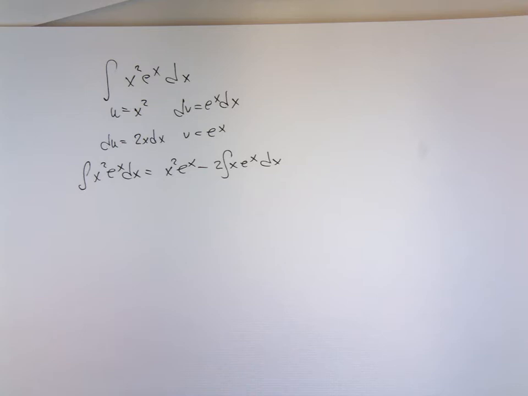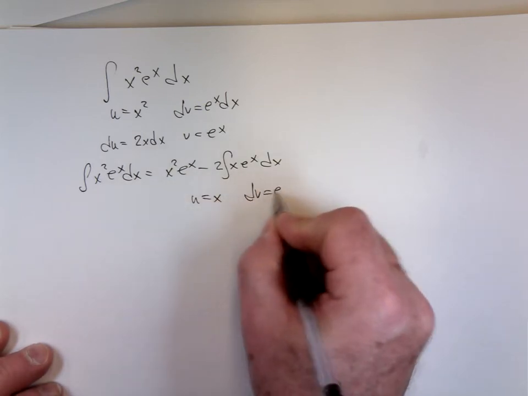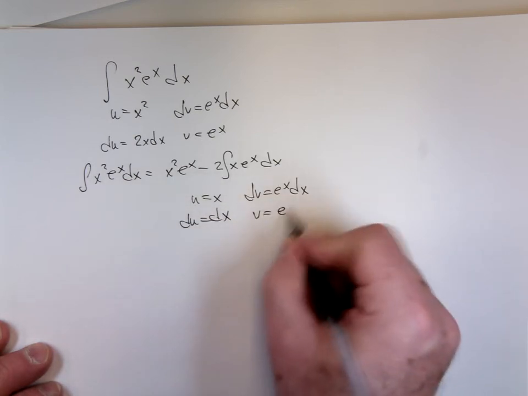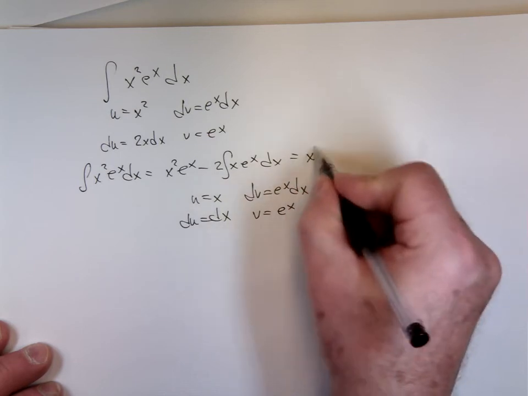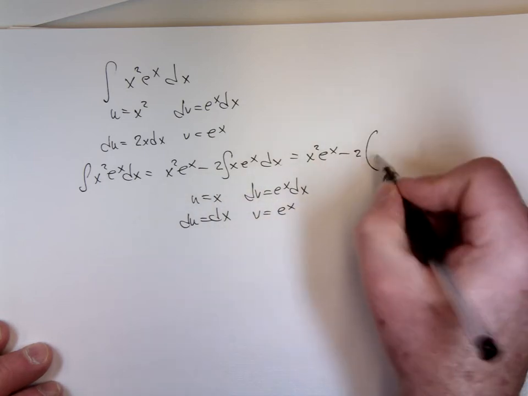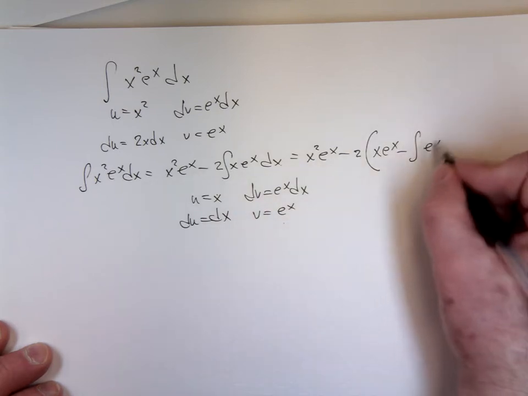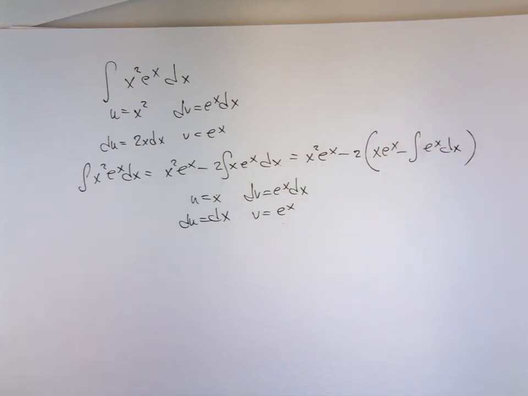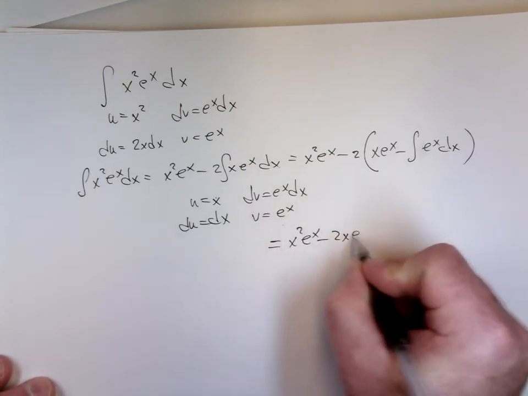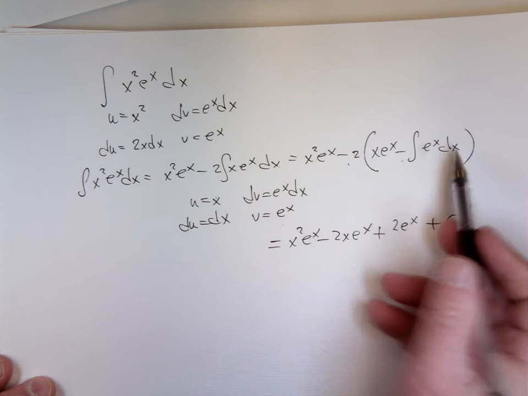So what do you do here? Let u equal x. The dv is e to the x. The du is dx. Now the x is gone. The v is e to the x. So what do you get? x squared e to the x minus 2 times this integral. What's this integral? uv minus the integral of v du. And now that's a simple integral. So you end up with x squared e to the x minus 2x e to the x plus 2 e to the x plus c. Multiply this thing through. Okay? Nice. That's pretty nice.